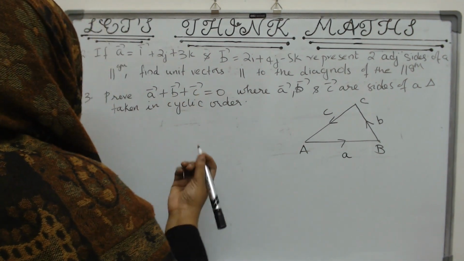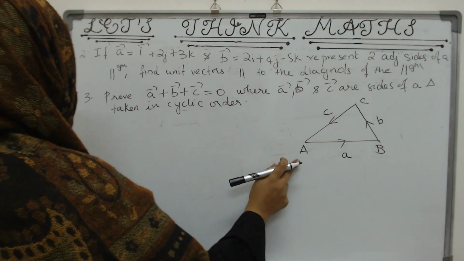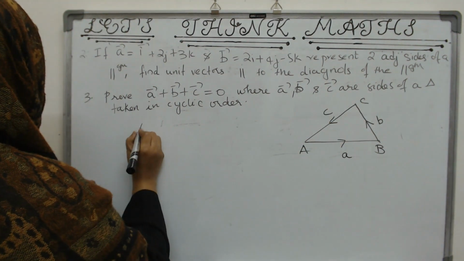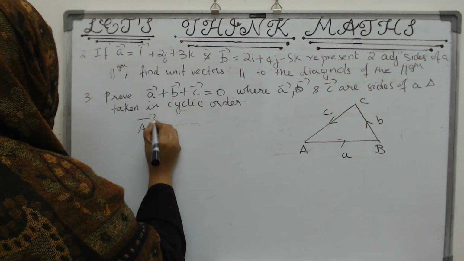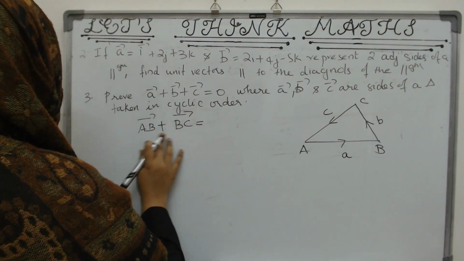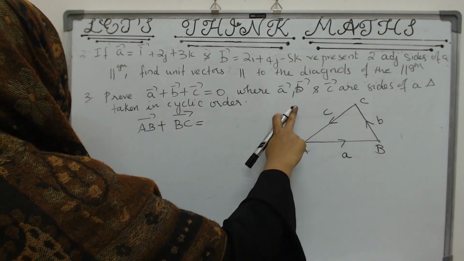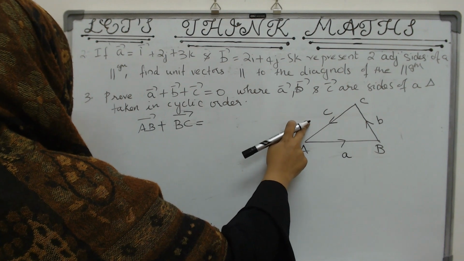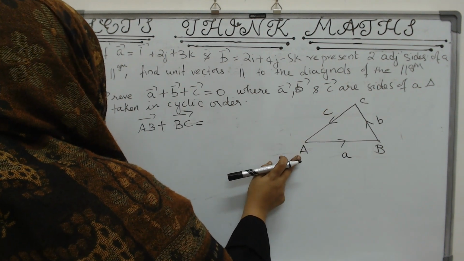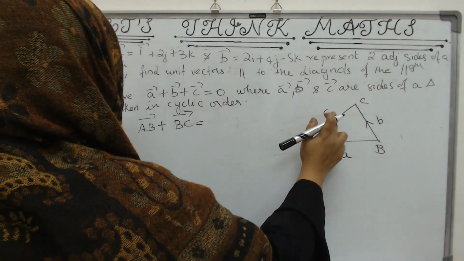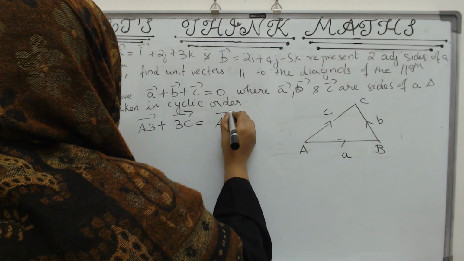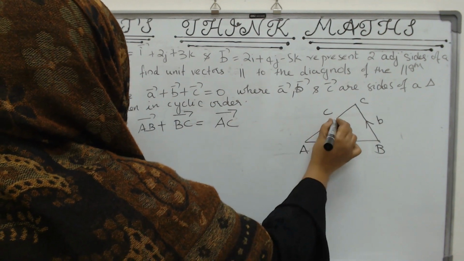But what does the triangle law say? If you take two sides in cyclic order, let us take AB plus BC, then their sum is represented by the third side, the one taken with its initial point same as A and its terminal point same as C. That means taken in this direction, AC is given as its sum.